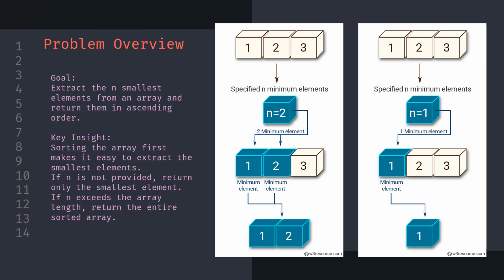When working with numerical data, finding the smallest value is often required for ranking scores, filtering results, or identifying outliers. This function ensures that we always get the n smallest elements efficiently.